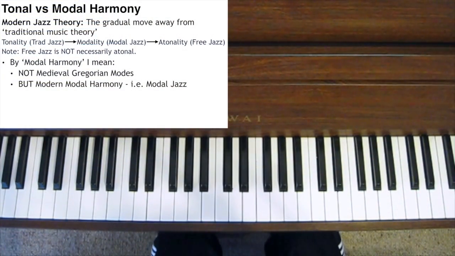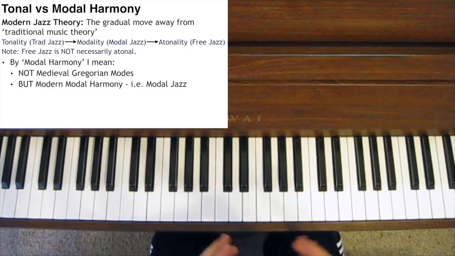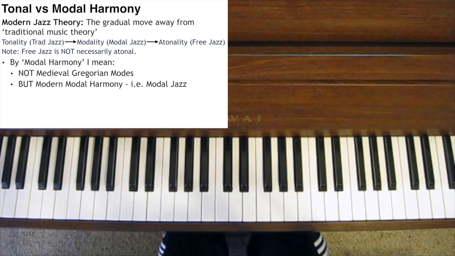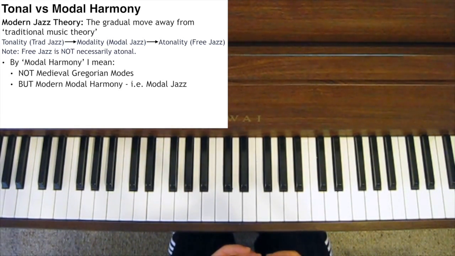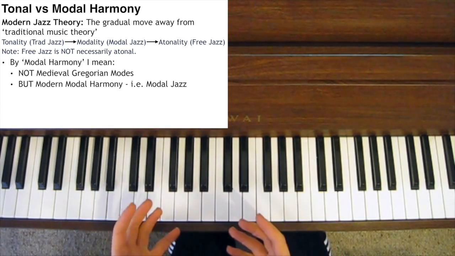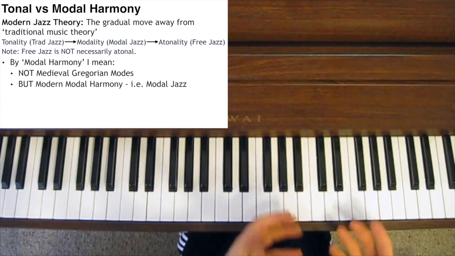Guys, so I thought I'd make a series of lessons about modern jazz theory. Now, modern jazz theory can be described as the gradual rejection and reshaping of traditional music theory. So in these videos, I'm going to go through how jazz moved away from your more traditional music theory towards more exotic and avant-garde music theory.